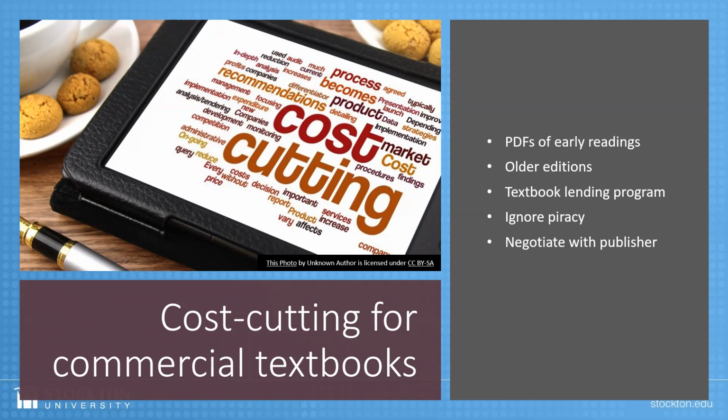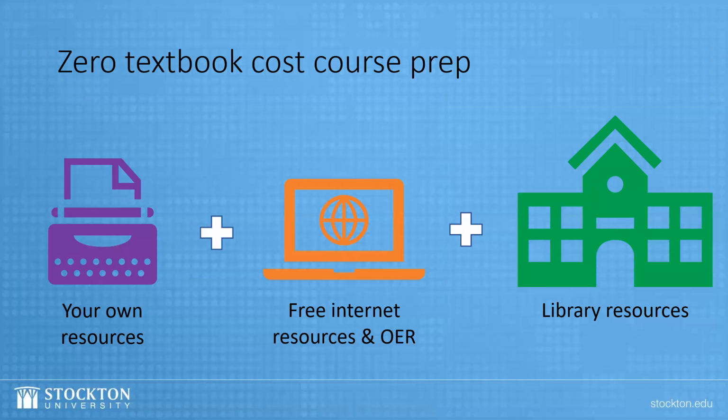I would also suggest ignoring piracy. So just like students used to copy each other's books at a copy machine, today, most often they are likely going to be taking pictures on their cell phone and reading it that way. Other things you can do include setting up a textbook lending program. So your department might purchase textbooks for an entire cohort of students and use those moving forward. Your department might also be able to negotiate directly with the publisher, or you as a professor can do so, especially if you have one of those classes that is pretty high enrollment.